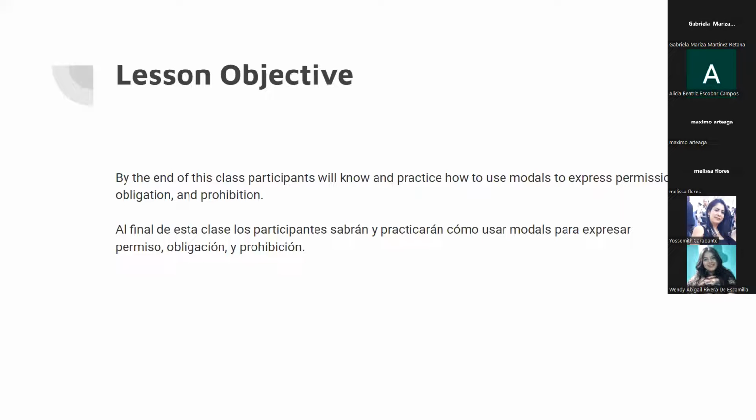Okay, perfect. So since we checked the homework, we are going to do something else right now. It says, by the end of this class, participants will know and practice how to use modals to express permission, obligation, and prohibition. So we also use modals not only for saying possibilities or to make sure about something, but also to ask for permission, right? Or to say, no, you cannot do that. So we are going to do that right now.